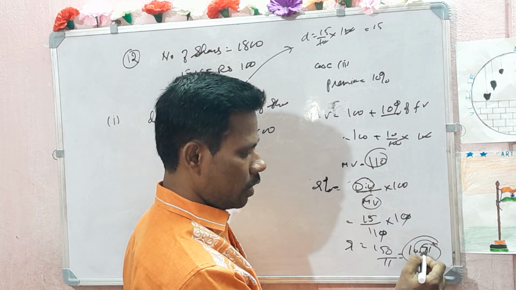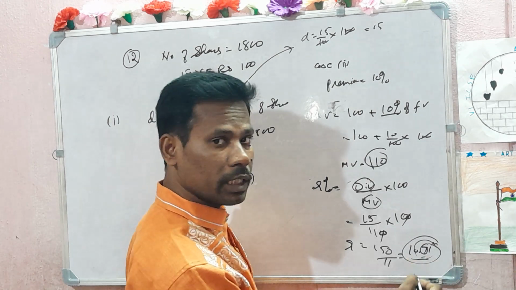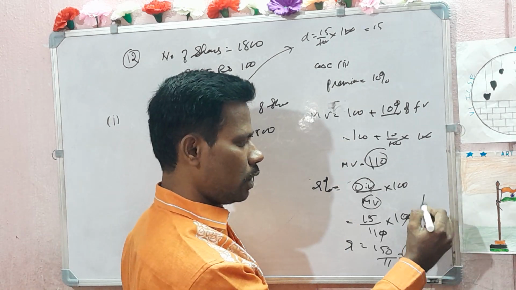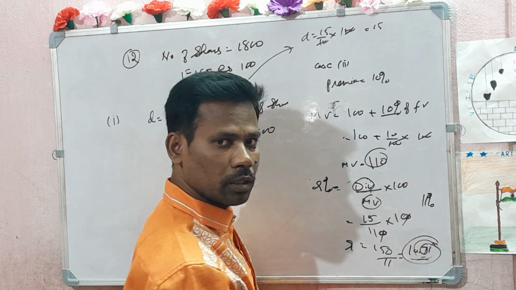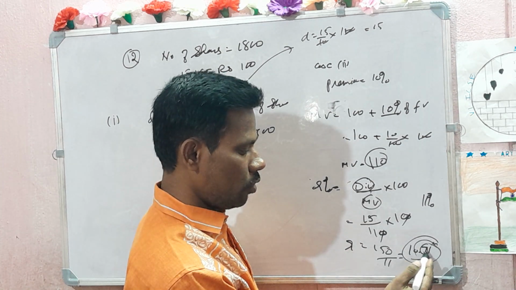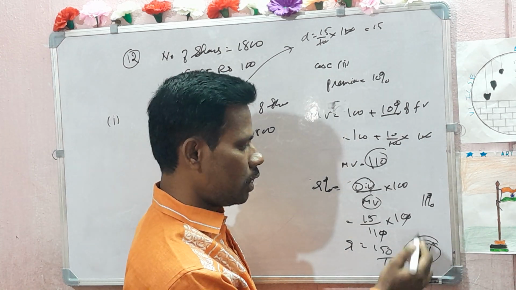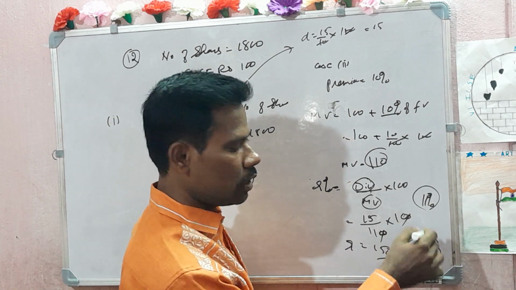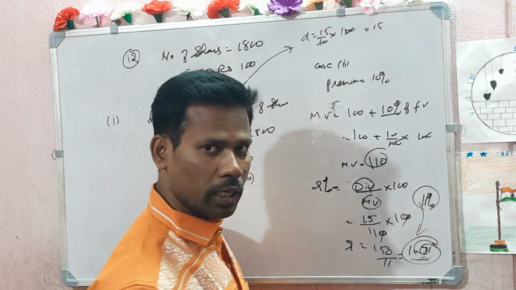In 10.71, this digit is greater than 5. So add 1 to the previous integer. So that is nothing but 11%. Because this digit is greater than 5, add 1 to the previous one. So 10 is nothing but 11. He is asking for the integer, so 10 becomes 11.